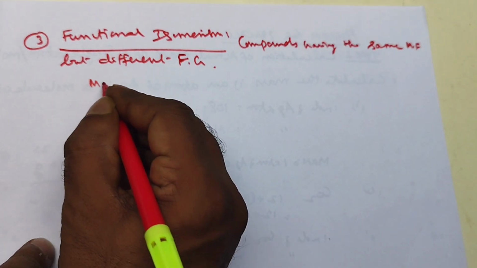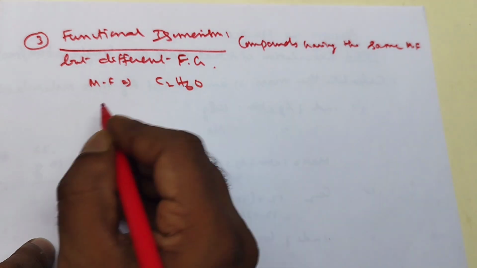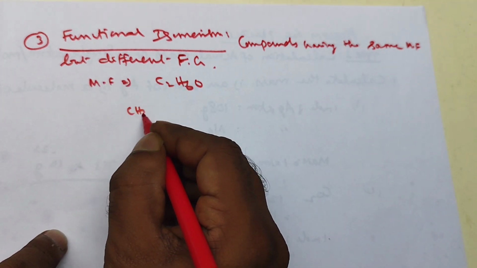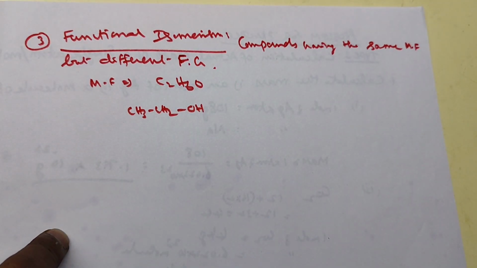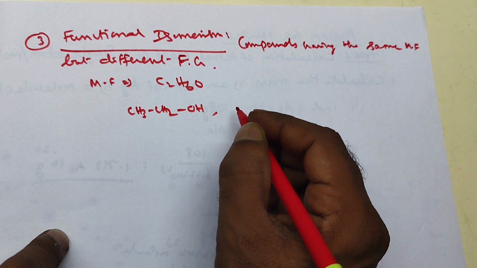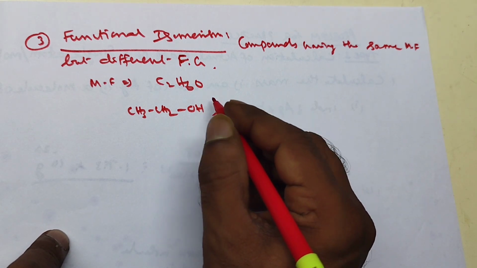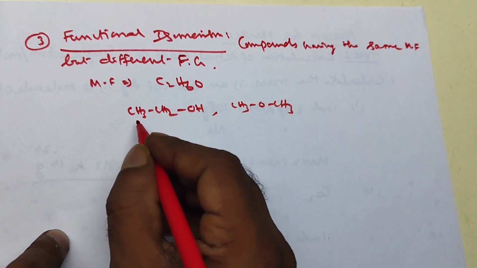Molecular formula C2H6O. So we can write the structures, functional isomers. So CH3CH2OH. This is one compound. At least you have to write a minimum of 2 or 3 compounds. So here 2 compounds are possible.